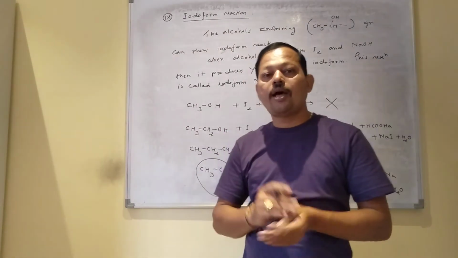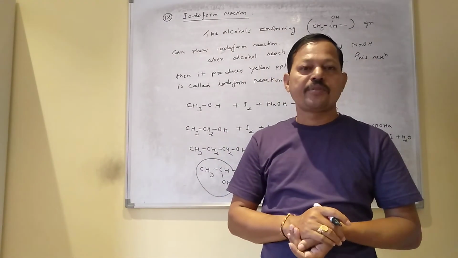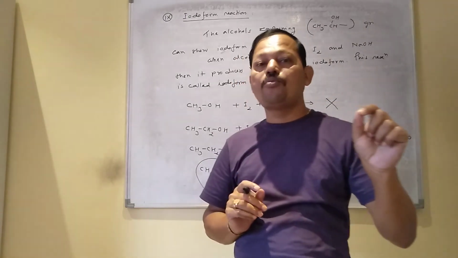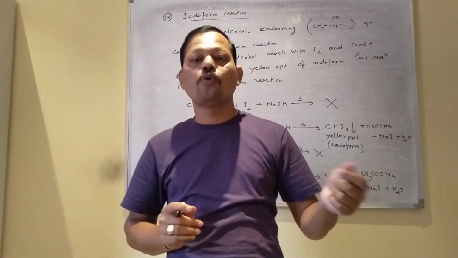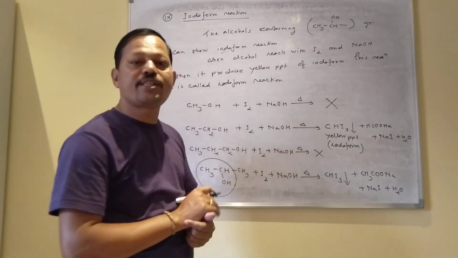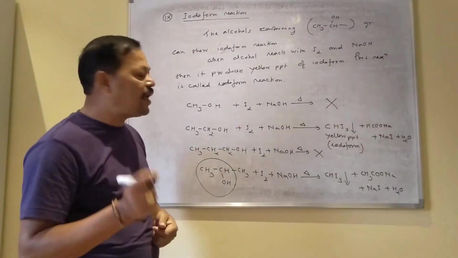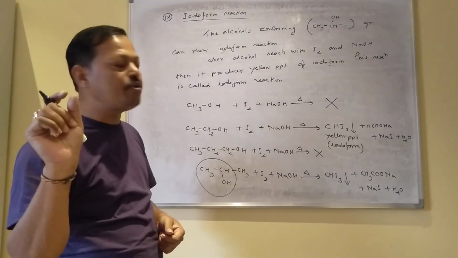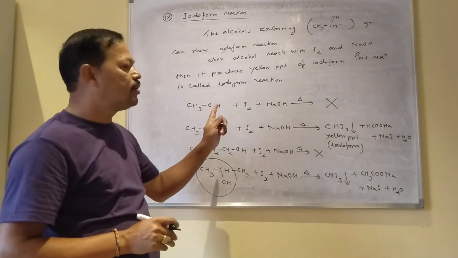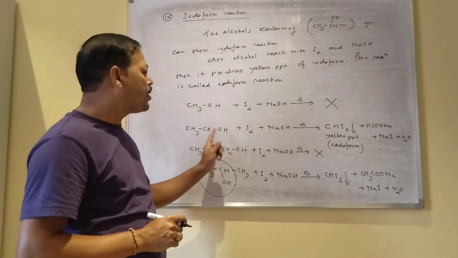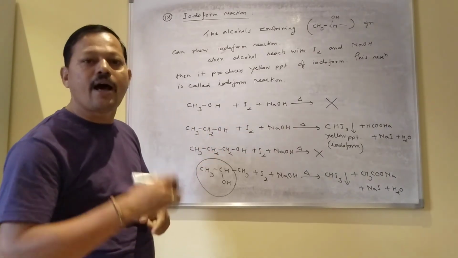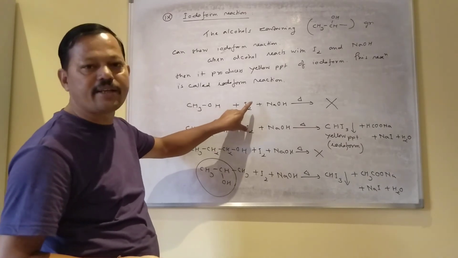To distinguish, you have to do some chemical test. And for this chemical test, you have to choose the type of reaction which shows some color change or gives some precipitate. Only that type of reaction you have to choose for distinguishing. So in the exam, if the question asks how to distinguish methanol and ethanol, then you have to write that methanol cannot show the iodoform reaction, but ethanol can show the iodoform reaction and it gives the yellow precipitate. After that you have to show the reaction this way.